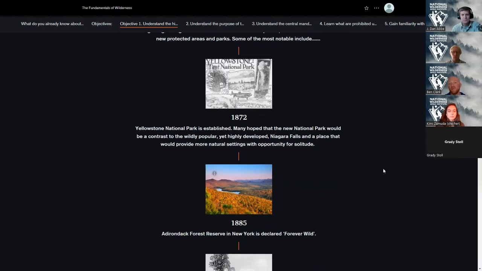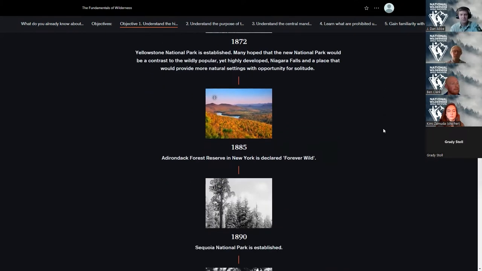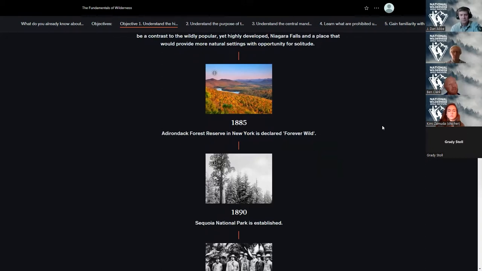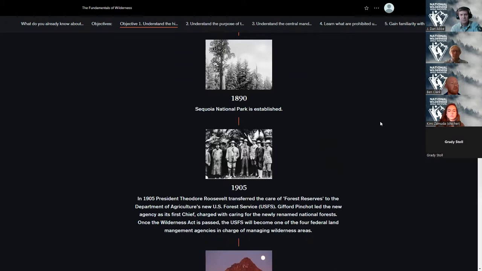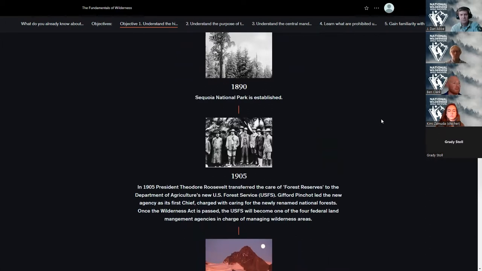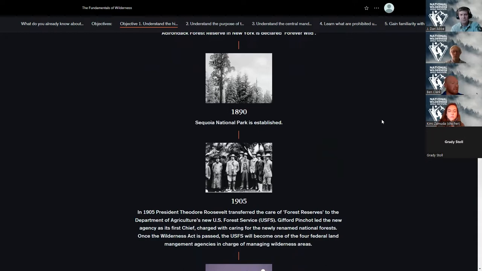All right, moving on to 1885. Adirondack Forest Reserve in New York is declared forever wild. Sequoia National Park is established in 1890. And then keeping with this theme of protecting new areas, in 1905, President Theodore Roosevelt transferred the care of the forest reserves to the Department of Agriculture's new U.S. Forest Service. And once again, we already have the U.S. Fish and Wildlife Service, but now, getting ahead of ourselves a little bit again, the Forest Service will become one of the other four federal land management agencies in charge of managing wilderness areas.